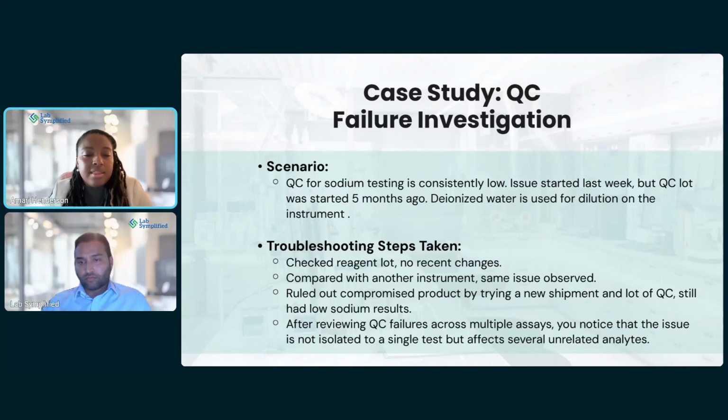So in that case, we want to go to our instructions for use. We want to talk to the manufacturers. We want to figure out if you're the only lab experiencing such a tight range, or such a tight SD value, and if this is what is expected for your assay.